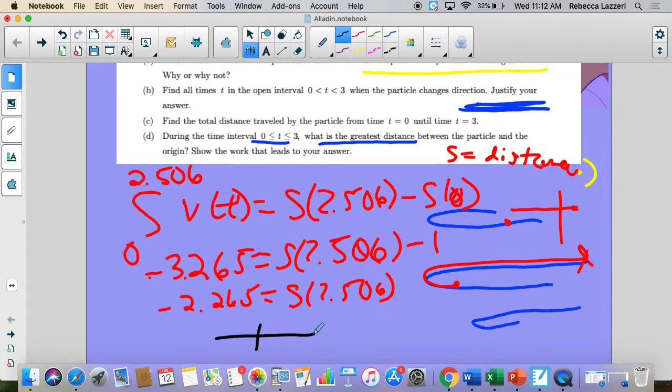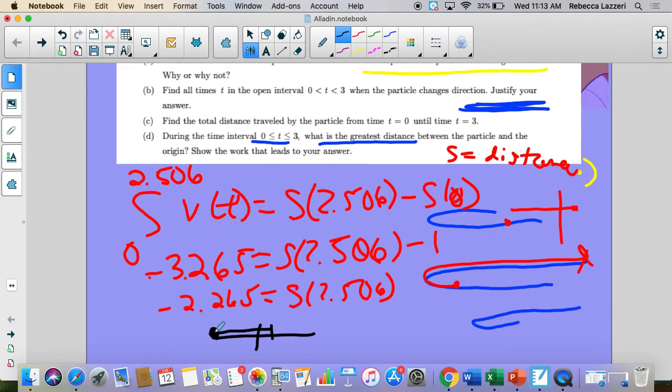I put in the initial value of 1, and I found out that at 2.506, I'm negative 2.265 away from the origin. But then what did the particle do? It moved where? Left, and then what did it do? Then it moved right. Don't I wanna know how far right it went? Because if I find out that at s of 3 at the end, it was at 5.869, then I know that that's the furthest from 0.